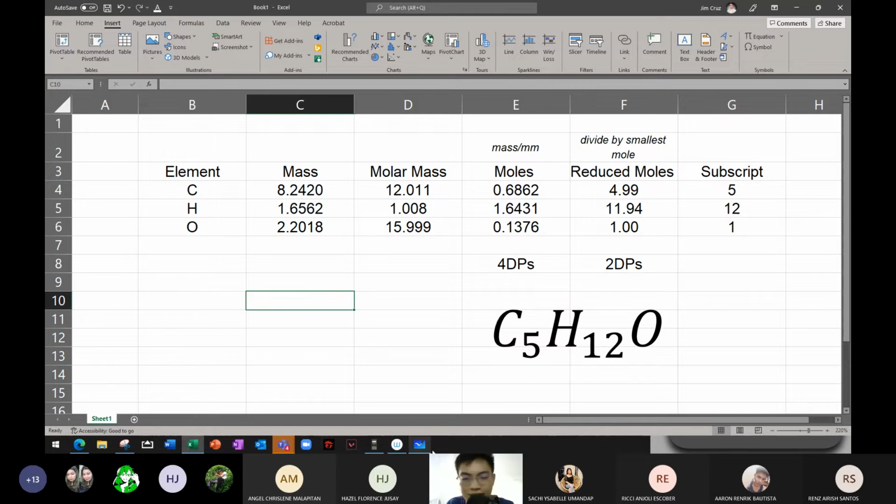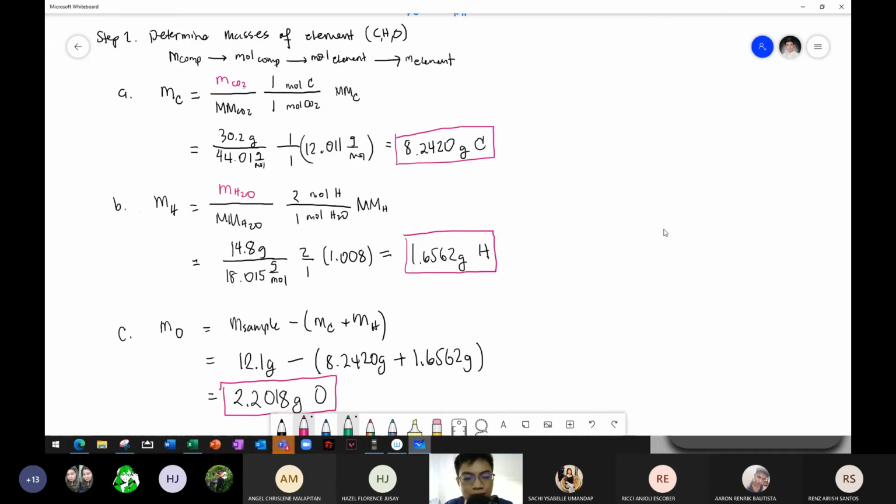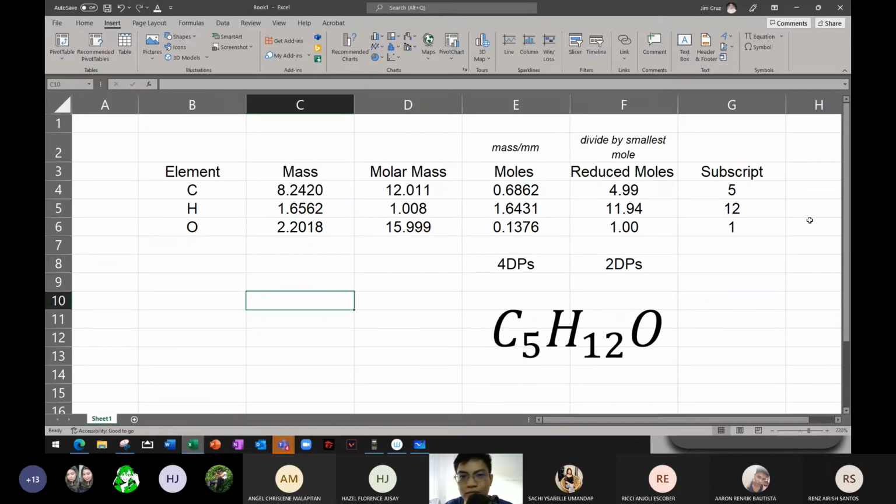Di ba nag-drawing ako ng methyl tert-butyl. Diba? So ito yun eh. If you still recall your org-chem, no? So yan. Okay? So you have 5 carbons, 1, 2, 3, 4, 5. Ito mga methyl yan. So times 3 yung hydrogen. 3, 6, 9, 12. Okay? And isang oxygen. You were able to get the correct formula. Okay? Yun lang. Ganun lang siya ka-simple.